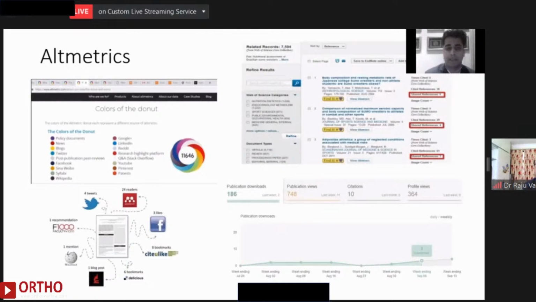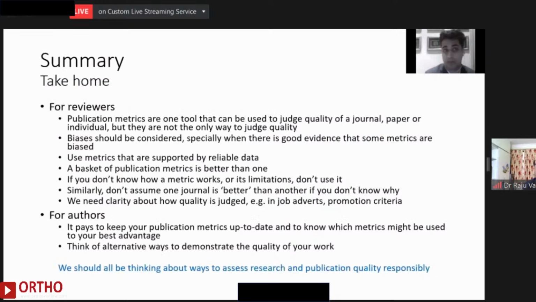So to take home, what I want most of us to understand is that publication metrics are just one tool that can be used to judge the quality of a journal or a paper or an individual, but they are not the only way. And biases should be considered, especially when there is good evidence that some metrics will be biased.